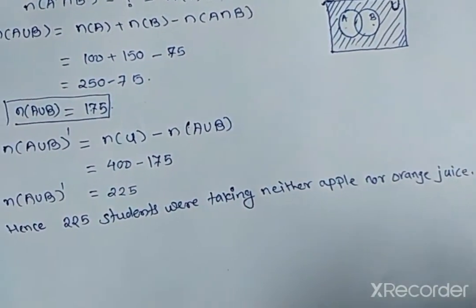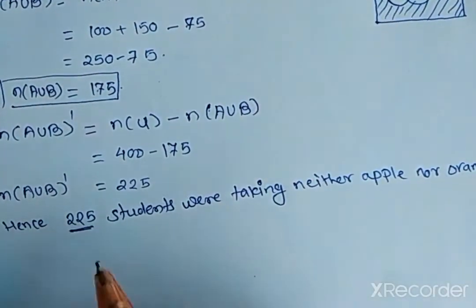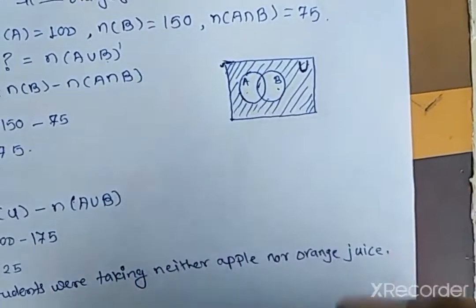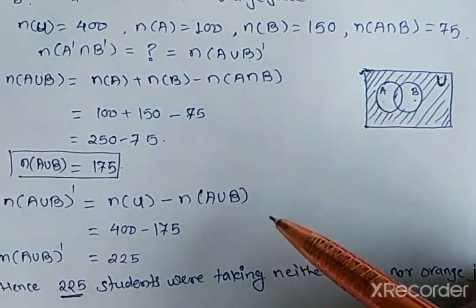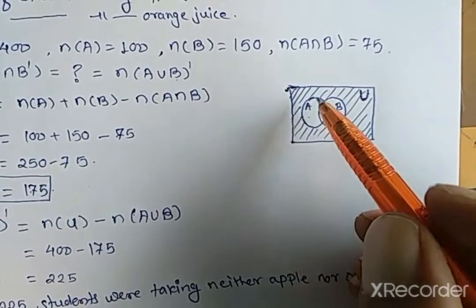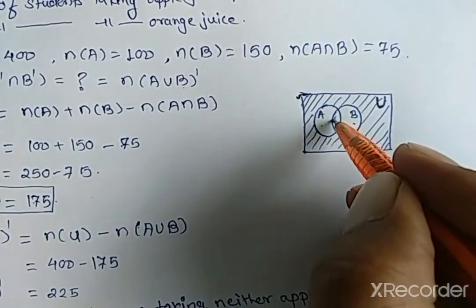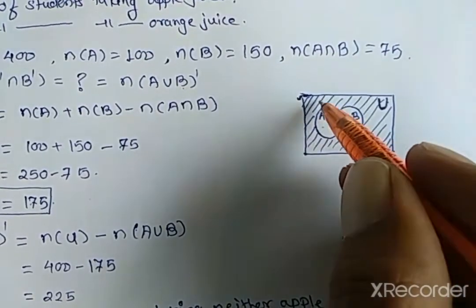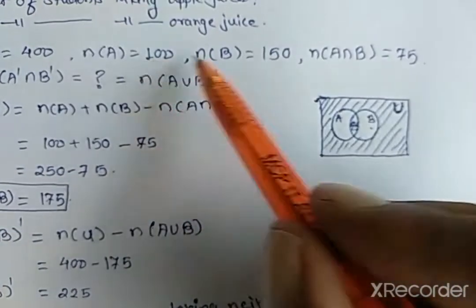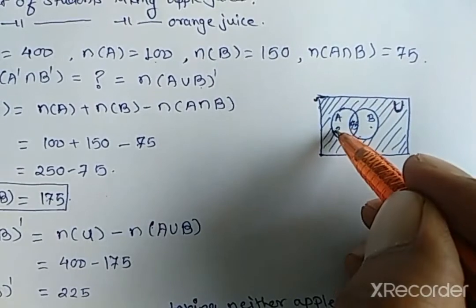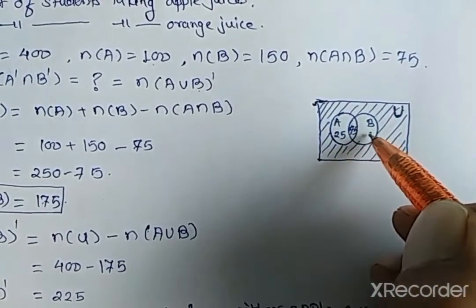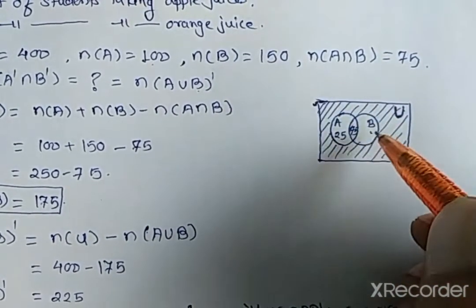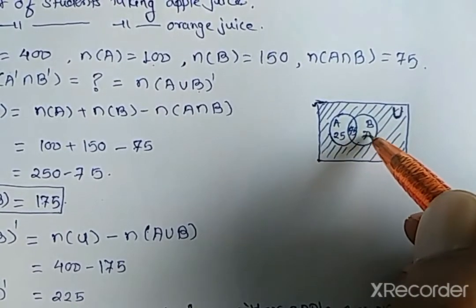Okay, so we have got the required answer. Now from this Venn diagram also we can solve this example. Here the intersection is 75, so it is given as 75. Now total A is 100, so the remaining part of A will be 25, and the remaining part of B is 150 minus 75, which is 75.